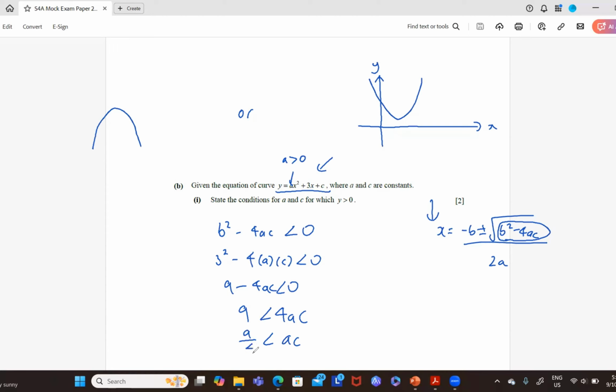So AC has to be more than 9 over 4. So your two conditions are AC has to be more than 9 over 4 and A has to be more than 0.